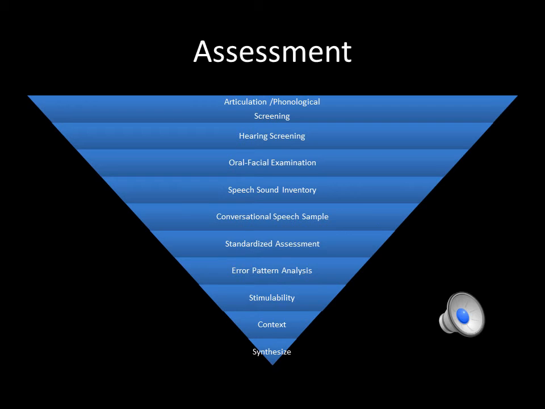The next two steps in the assessment, the speech sound inventory and the standardized assessment, may go hand in hand. This is where you are trying to determine which sounds the child produces correctly and which sounds they don't. You can take note of which position of words the child is able to make the sound. Can the child make the sound with a model or a cue? Can the child make the sound spontaneously by themselves?